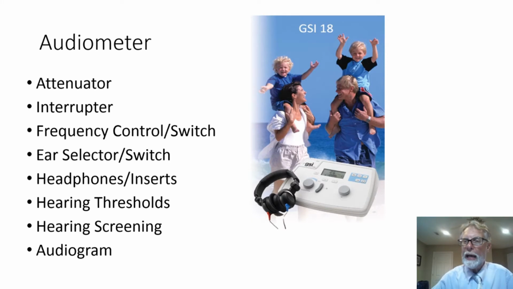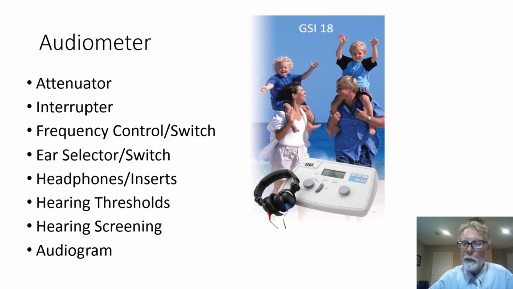All right, so we had sound. We know how it enters the ear. We know about air conduction and bone conduction. We're going to be talking air conduction in our hearing test. And we know that sound involves both frequency, that's the pitch, and intensity, that's the actual degree of loudness.